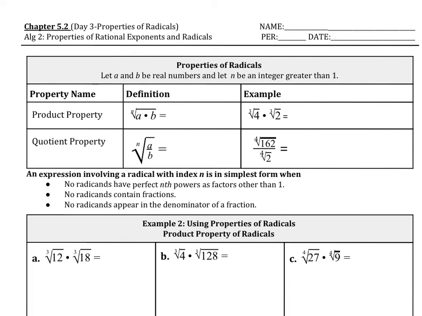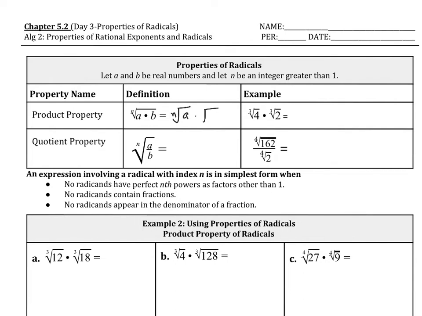Chapter 5.2, Day 3, Properties of Radicals. The properties of radicals we have discussed in the past, but right now we are going to discuss the product property of radicals, where you can write the product of two numbers and separate them into two different radicals.